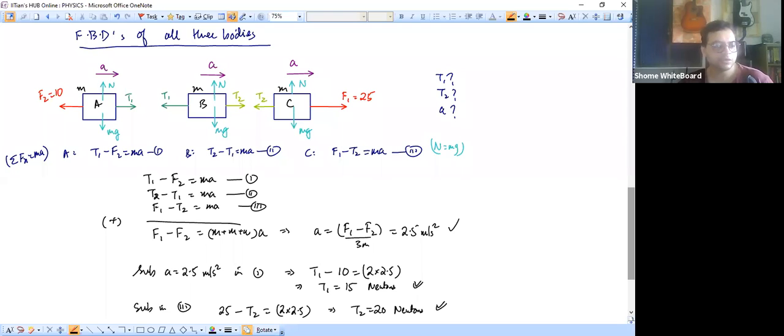No, mass of each block is 2. Mass is not 6. Mass m is equal to 2. Mass of each block is 2 kilograms. And F1 was 25 newtons and F2 was 10 newtons. These are the values given.